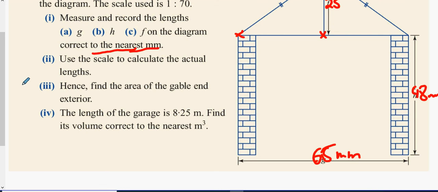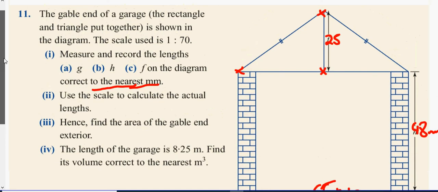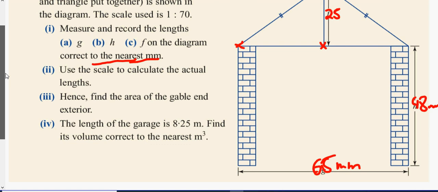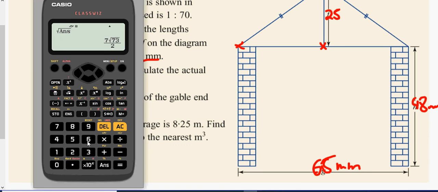Use the scale to calculate the total length. It's 70 times bigger in real life. Now, if it's 70 times bigger in real life, what would 6.5 centimeters be when you multiply it by 70? That'd be 455 centimeters, which is 4.55 meters. That seems correct to me. It seems like the size of a garage. So I think we're good.